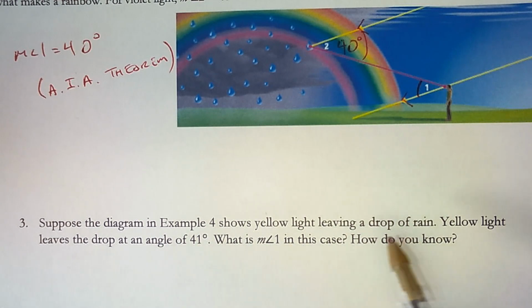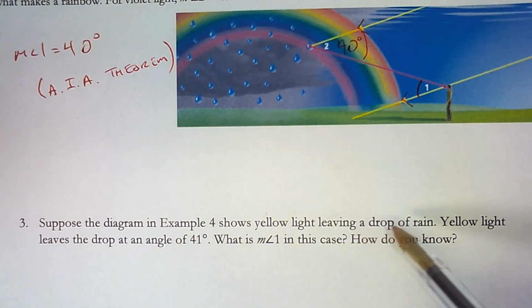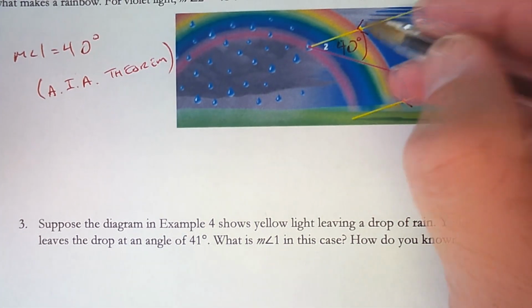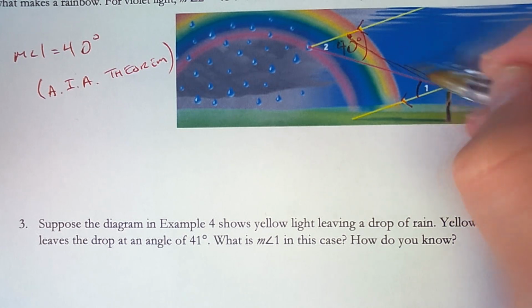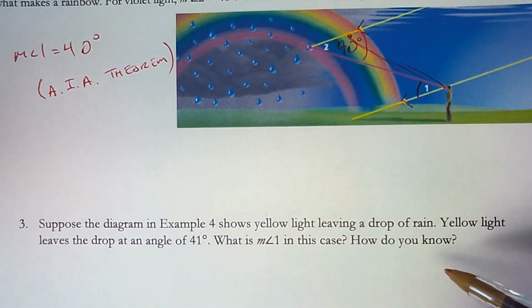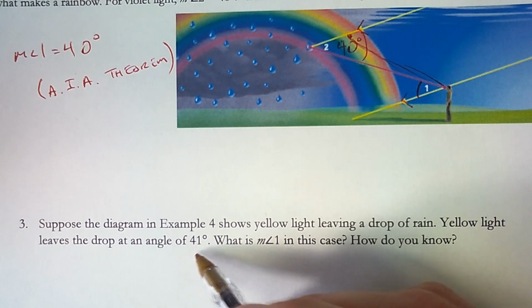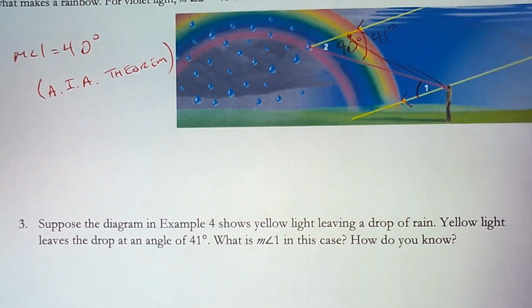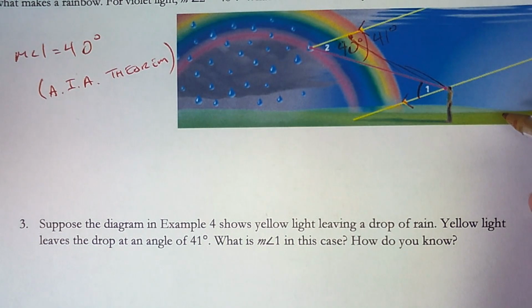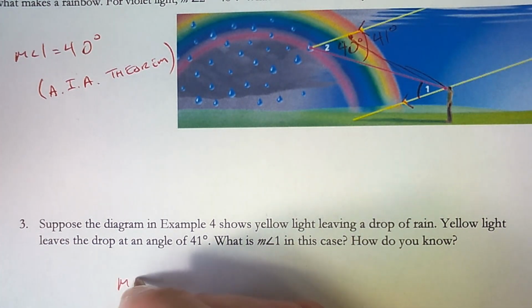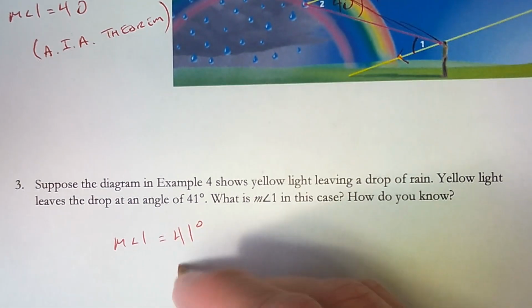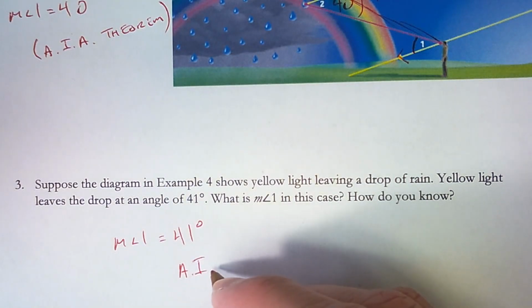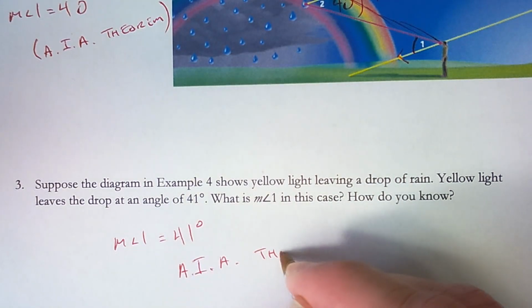Suppose the diagram in example 4 shows yellow light leaving a drop of rain. So it's leaving from right here. It'll go down here to your eyes. And it leaves at a measure of 41 degrees. What is the measure of angle 1 in this case? The measure of angle 1 is 41 degrees because they are alternate interior angles. So based on the alternate interior angles theorem.